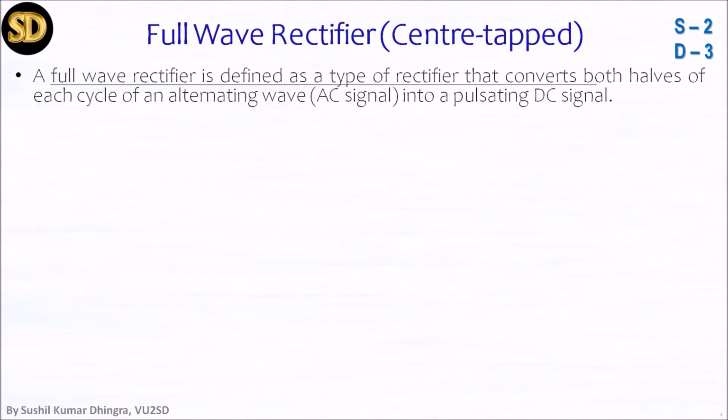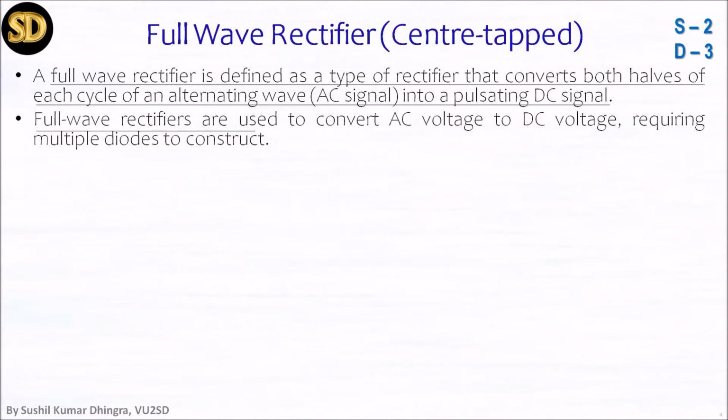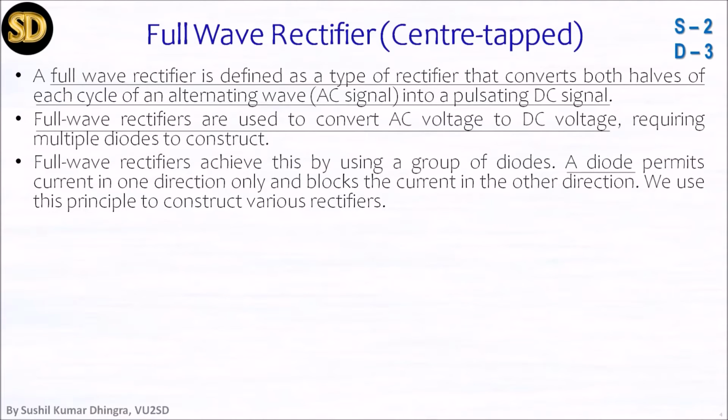A full wave rectifier is defined as a type of rectifier that converts both halves of each cycle of an alternating wave AC signal into a pulsating DC signal. Full wave rectifiers are used to convert AC voltage to DC voltage and require multiple diodes to construct, depending on which type of rectifier you are using. A diode permits current in one direction only and blocks the current in the other direction. We use this principle to construct various rectifiers.